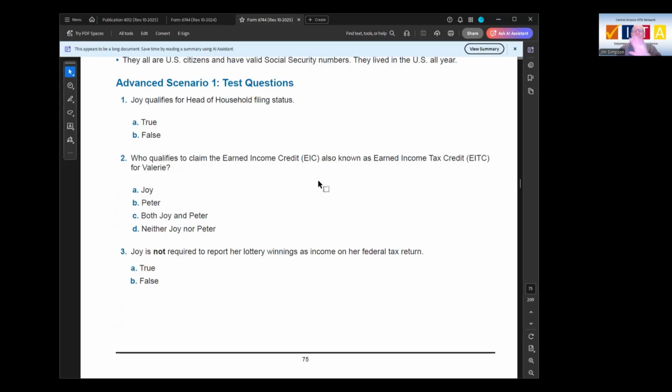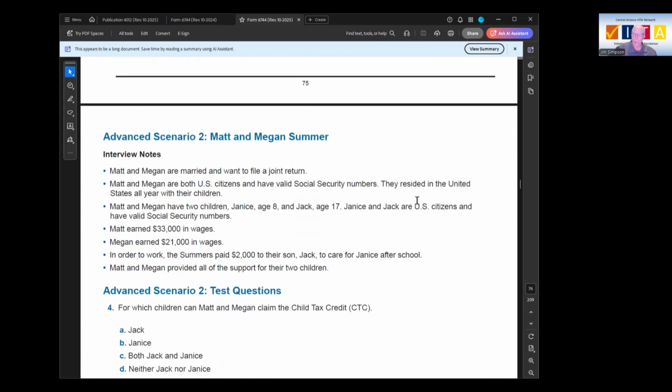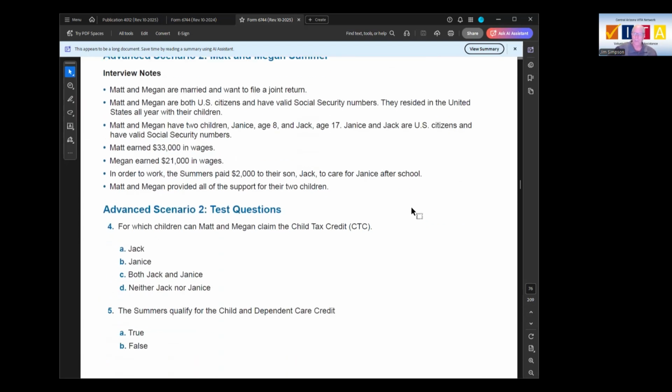Go look at everything as income except what's on that second chart, what's not taxable. And so you want to go look and see if lottery winnings were taxable. So that was advanced scenario one. So what's in two here?